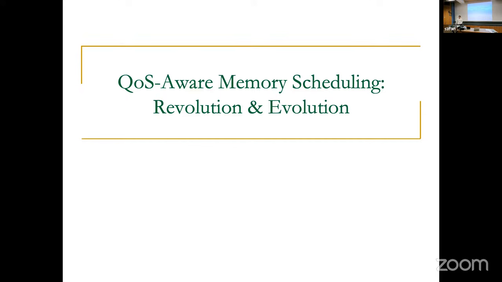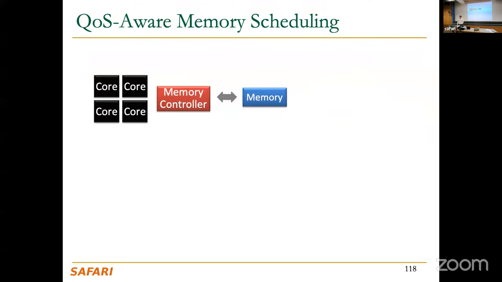Okay, it's past 15, so let's continue with some quality of service-aware memory scheduling techniques. We'll start with a brief overview of the evolution of these techniques. So I'll flash a bunch of papers and ideas to you, and I'll try to briefly go over them at first, the key ideas and their key takeaways. And then later we will go into each one of them in more detail, and hopefully you will find it fruitful. So this is again our depiction of our memory system.